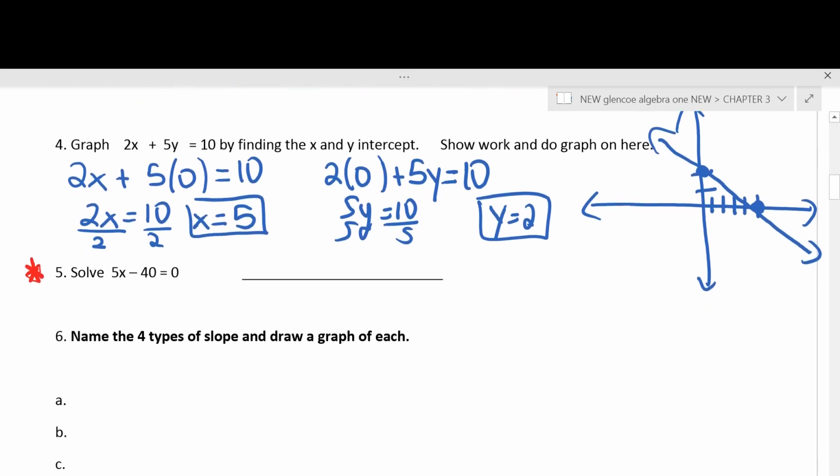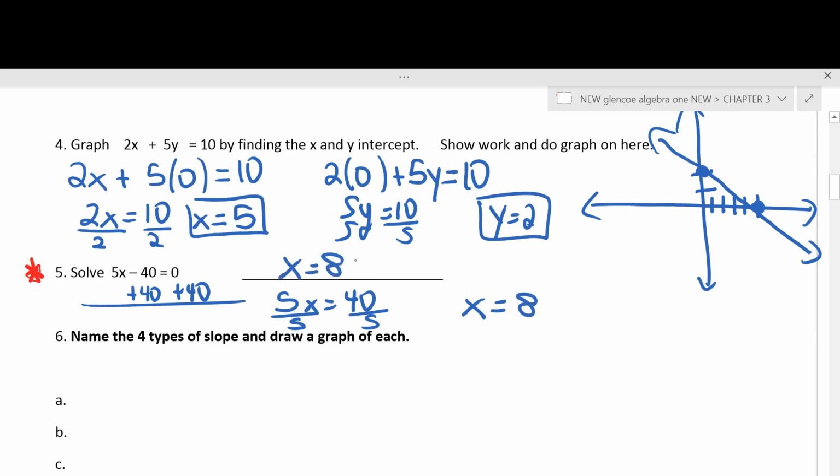Solve 5x minus 40 equals 0. You add 40 to each side. You get 5x equals 40. Divide each side by 5. And you get x equals 8.